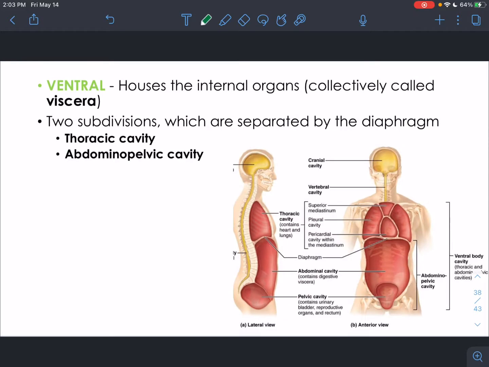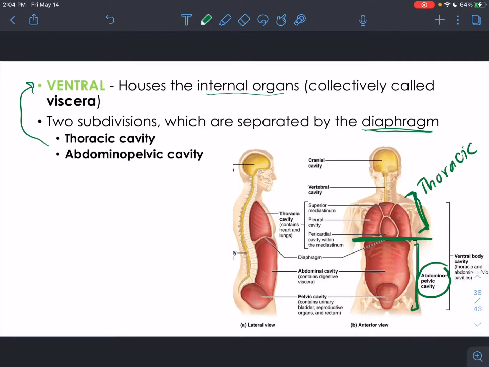Our ventral body cavity has a few more divisions than our dorsal. It houses all of your internal organs, so your lungs, heart, all of your intestines, stomach, liver, and so on. Okay, and we can divide this even further as well. So first, the first division is separated by the diaphragm, which in this image, the diaphragm would be right here. Okay, so above the diaphragm would be your thoracic body cavity, and below the diaphragm is your abdominal pelvic body cavity. Again, both are part of ventral on the front side.